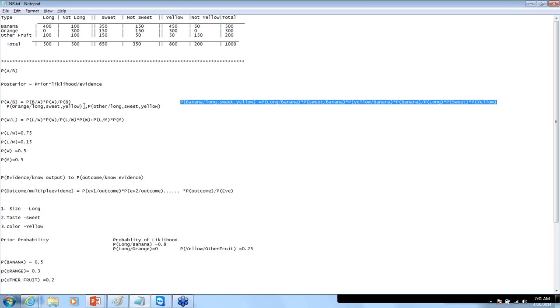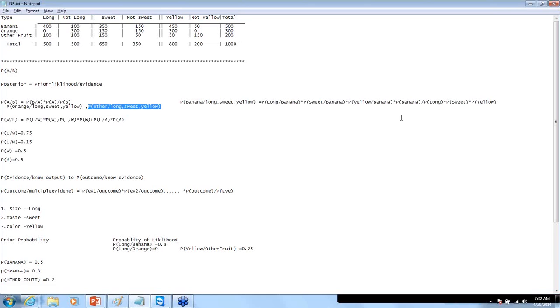So this one formula calculates the probability that this unknown fruit is a banana. In the same way, you can now find the formula for orange also. We will have the probability of long given that it's an orange, the probability of sweet given that it's an orange, and yellow given that it's an orange, like this. And the same goes for the other fruit also, these three formulas.